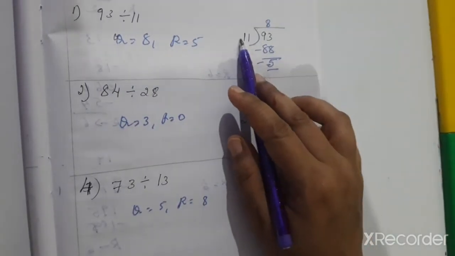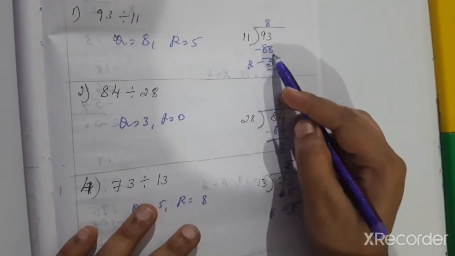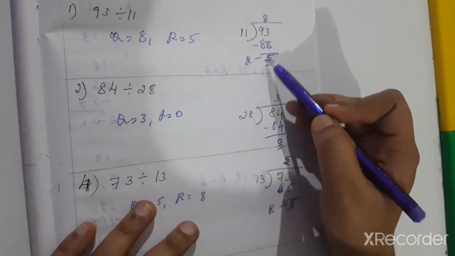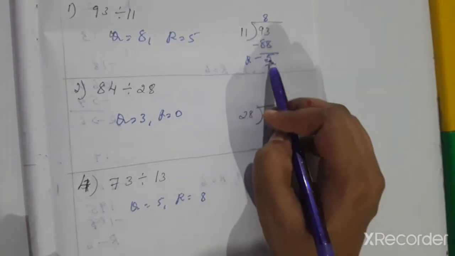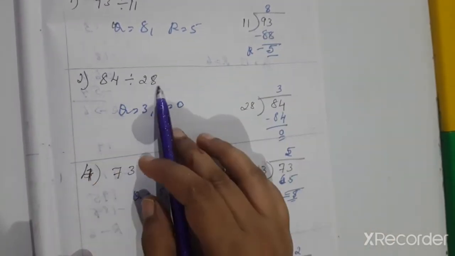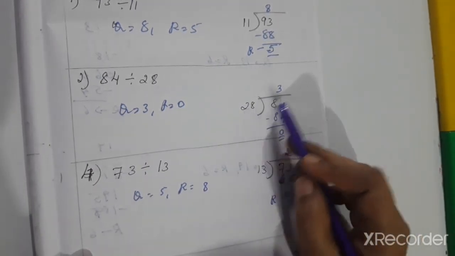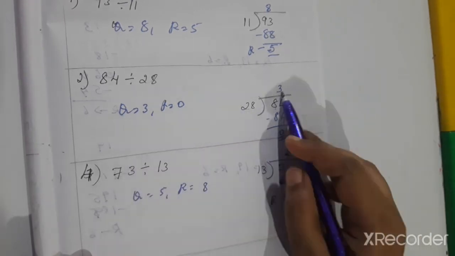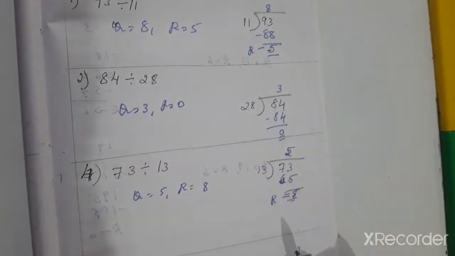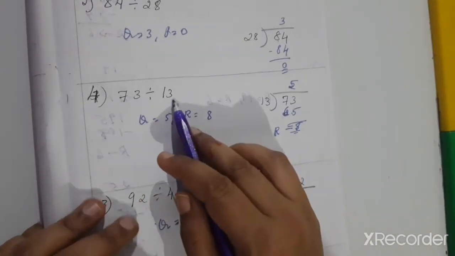93 divided by 11. We have to check the 11 times tables. 11 8s are 88. So 93 minus 88, the remainder is 5. Quotient is 8 and remainder is 5. Second one, 84 divided by 28. So 28 and 84 here. 28 3s are 84. Subtracted, remainder is 0. Quotient is 3. Remainder is 0.